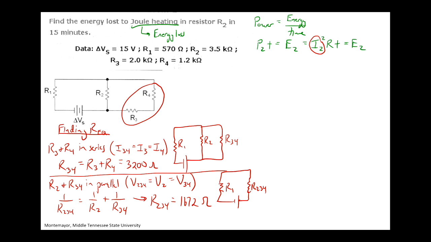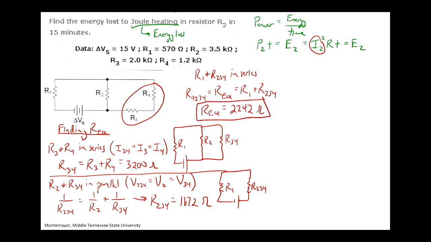So once we've combined those, we have R1234 or REQ, however you want to think about that. Going up to the top here, R1 and R234 are in series. So we can say that R1234, which is the same as REQ, is R1 plus R234. So REQ is 2242 ohms. And now we've simplified everything down to just one equivalent resistance.